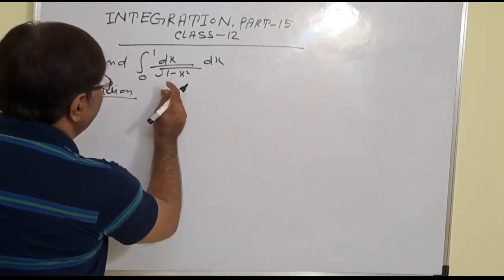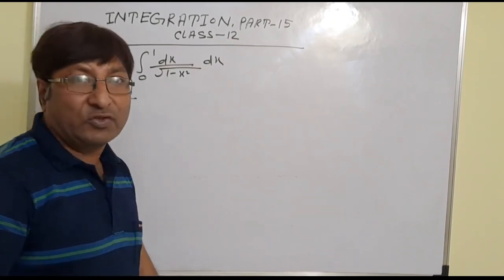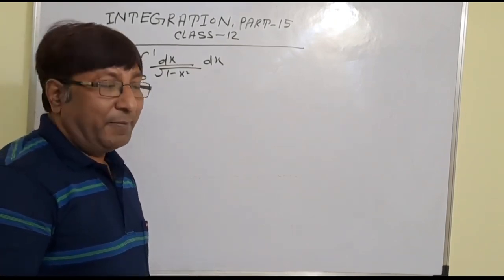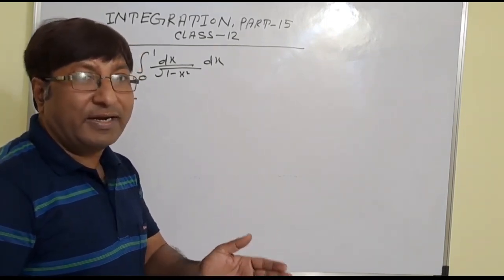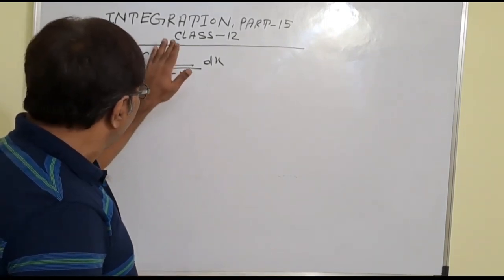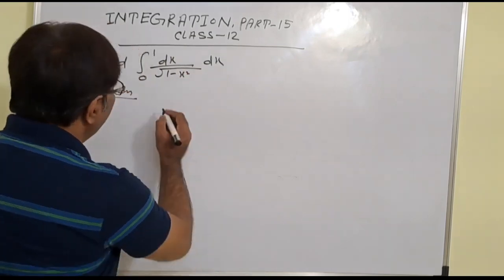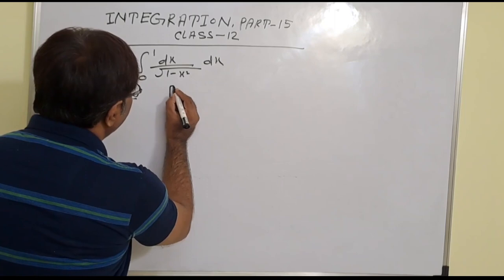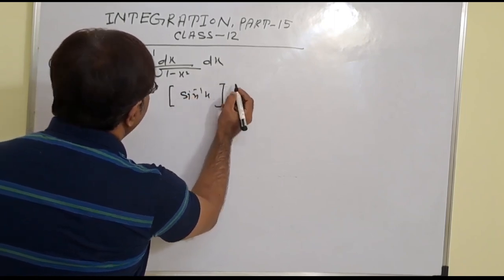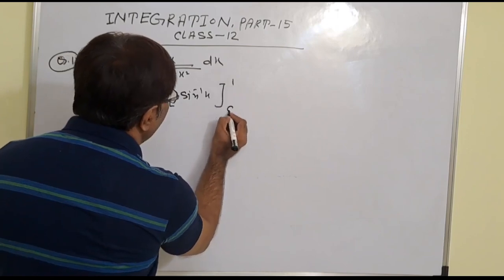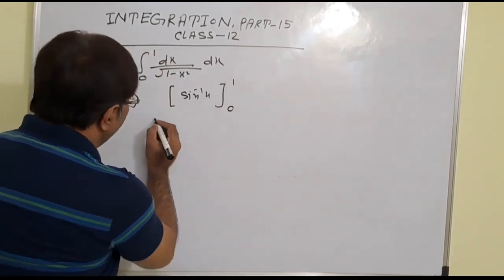So you know the integration of 1 by root under 1 minus x square is what? Sine inverse, because the derivative of sine inverse x is 1 by root under 1 minus x square. So the integration of 1 by root under 1 minus x square is sine inverse x. So we can write directly this is sine inverse x, and here the upper limit is 1 and the lower limit is 0.